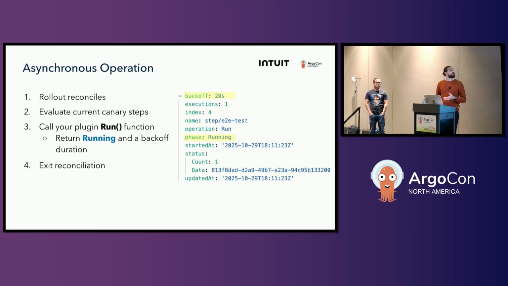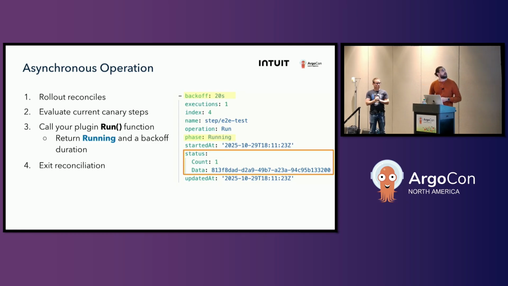So instead, you will return the running phase to the rollout controller. With that, you can also return a backoff. You can say, let's wait for 20 seconds, and then the rollout controller will back off for 20 seconds. But let's say you created the job. Now, you need to get that job on the next execution, so you need to save that job ID somewhere.